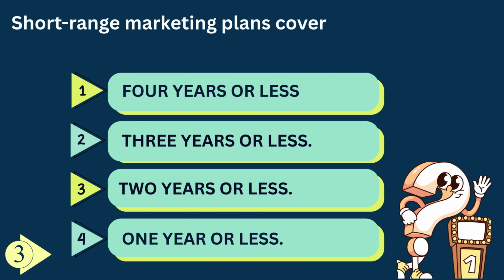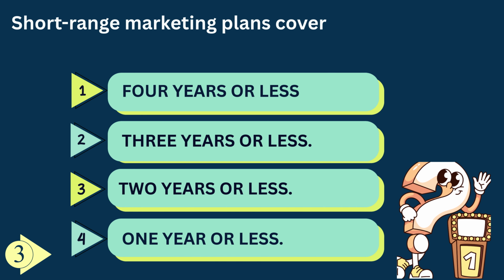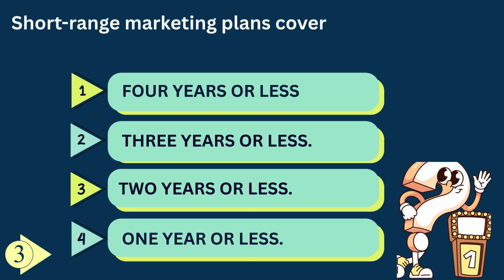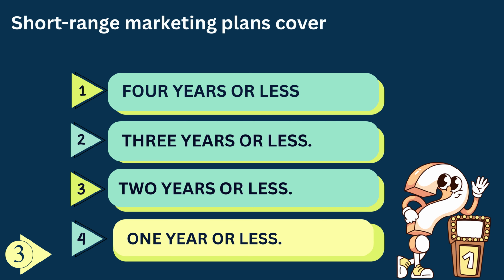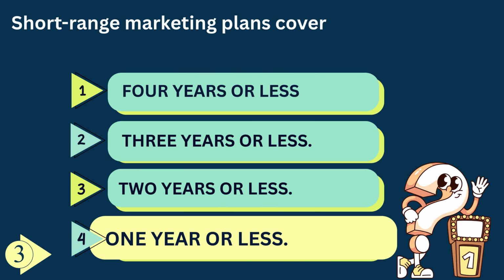Short-range marketing plans cover: option 1, 4 years or less; option 2, 3 years or less; option 3, 2 years or less; and option 4, 1 year or less. And the correct answer is option 4, 1 year or less.